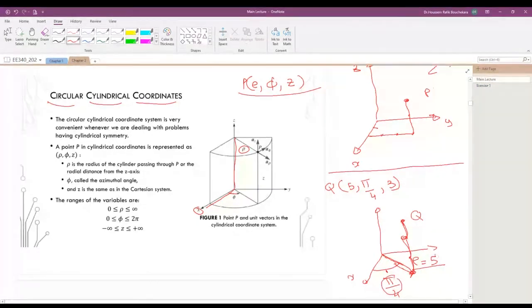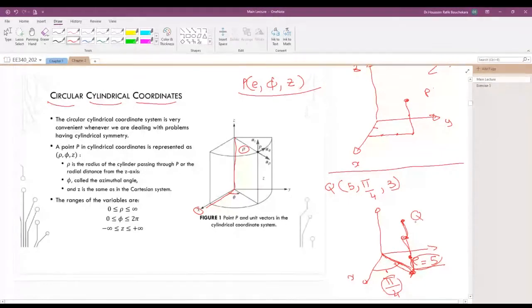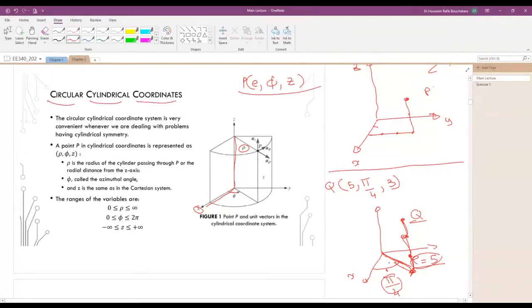The angle is pi over 4, radius 5, and the elevation, or z, is equal to 3. Is that clear, guys?